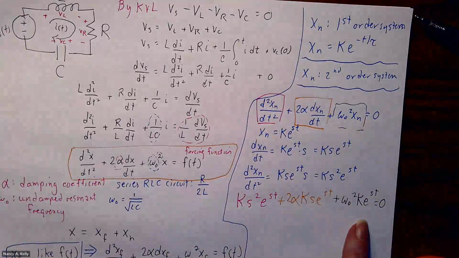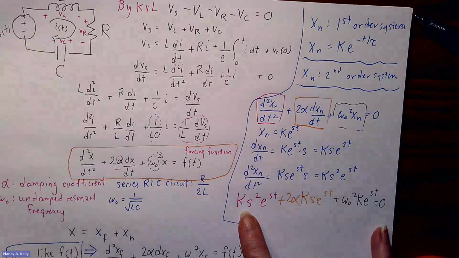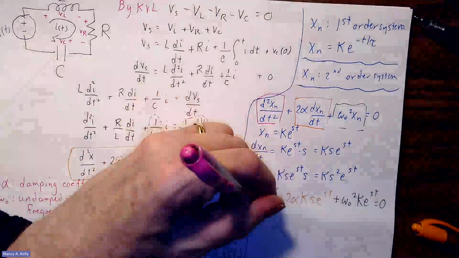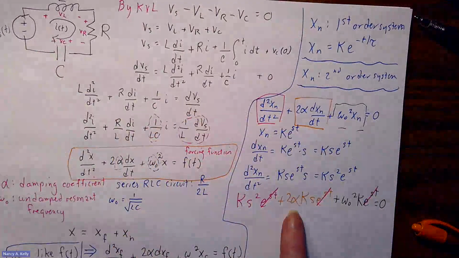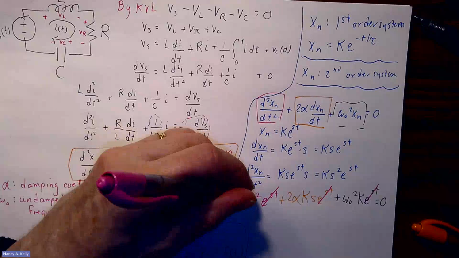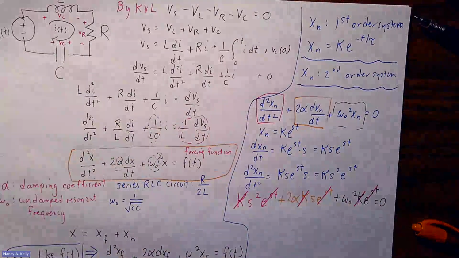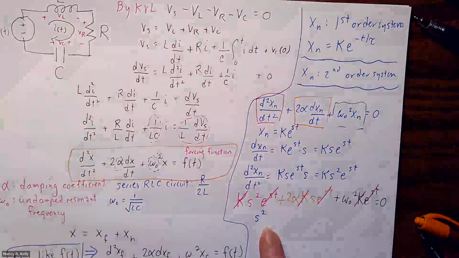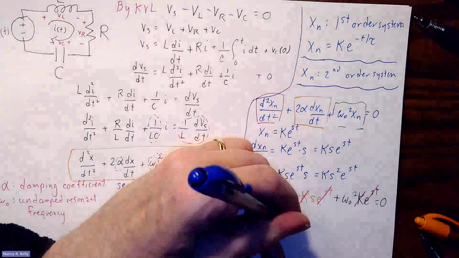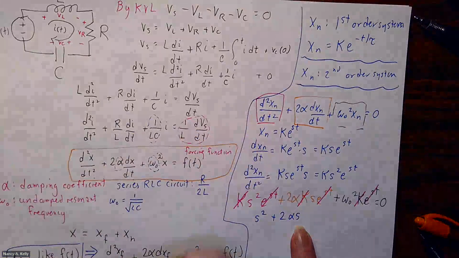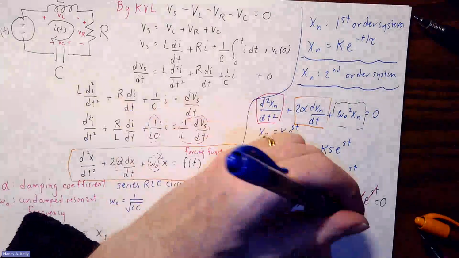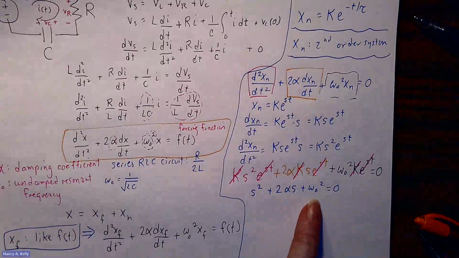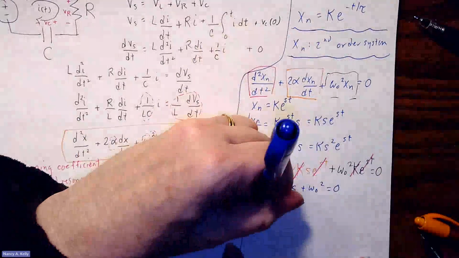There we go. Now looking at this, we see that every single term contains e to the st. So let's cancel that out. It's gone. Okay? Every single term contains k. We can cancel that out. K, k, k. And we're left with s squared plus 2 alpha s plus omega 0 squared, and that equals 0. Okay? Now, this equation is known as the characteristic equation.